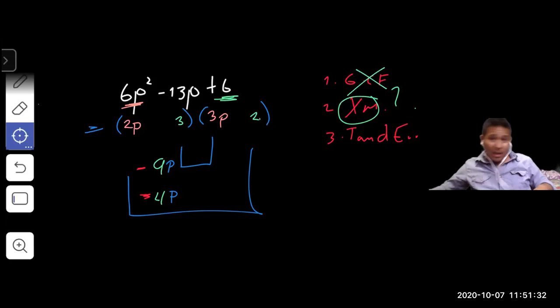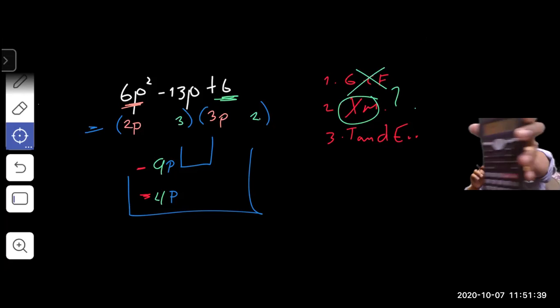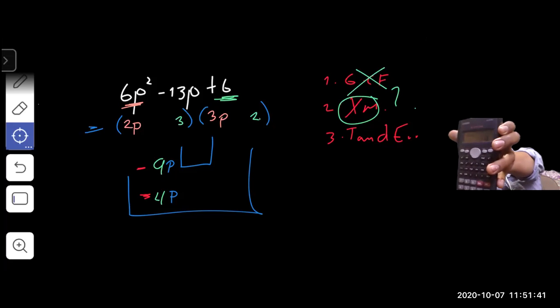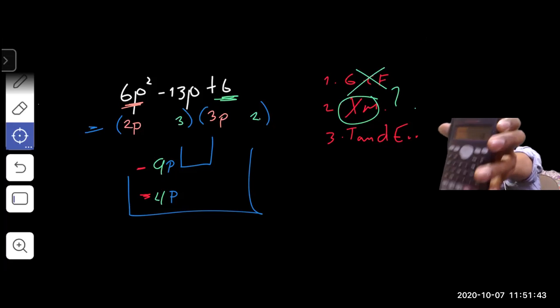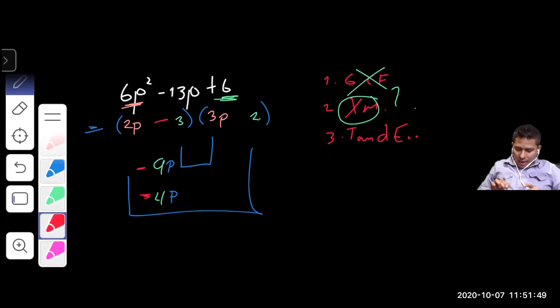If you don't believe me, guys, get your calculator and let's do it. Negative 9 and negative 4 is equal to negative 13. Okay, this is the method that I'm looking for. Negative and negative. Let's put a negative here and a negative here.